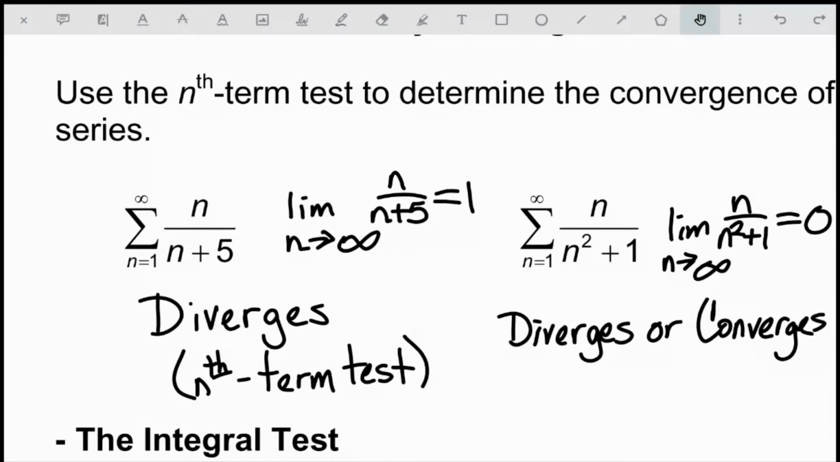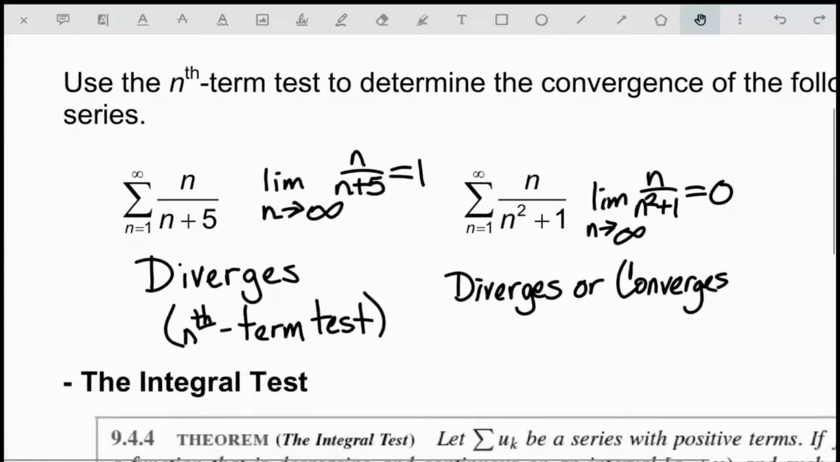Every time you see a series, the first thing you should always do is the nth term test. You may even just do it in your head sometimes. Just immediately think, okay, does the limit of the terms approach 0? If not, I know it diverges, and then we can justify that. If the terms do approach 0, I don't need to actually write the limit out. I would just move on to whatever test I'm going to use to show convergence or divergence.